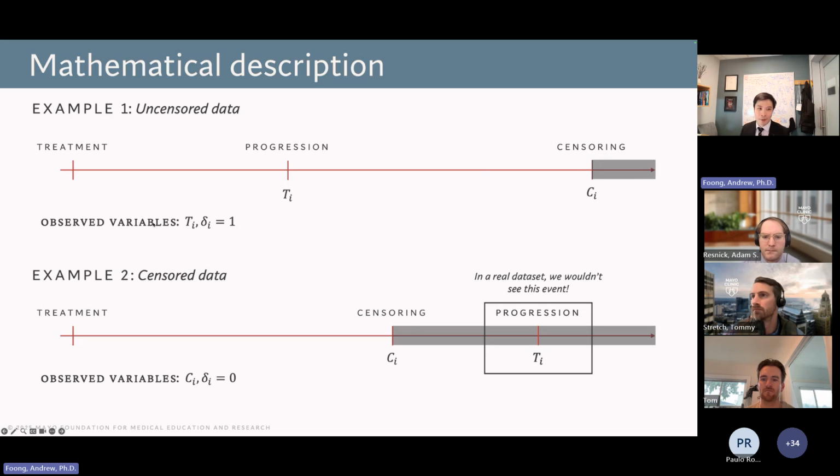So in the first example, you observe the progression time, the event time, TI. Remember, it could be anything. It could be death. It could be some other event of interest. And delta I equals 1 because you observed it. In the second example, you only observe the censoring time, and delta I equals 0 because you didn't observe progression.